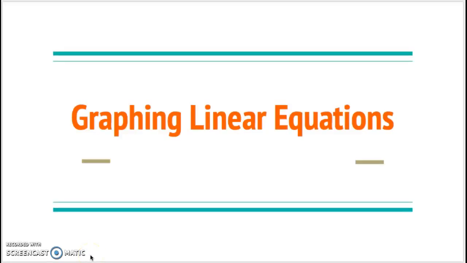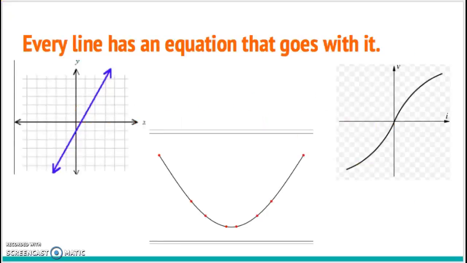So as we begin this chapter, we are looking at what's called graphing linear equations. The first thing I want to show you is that every line that you see on a graph, like these three pictured right here, has an equation that goes with it. In this chapter we're going to figure out, if you have an equation, how to graph that line, what the line would look like.